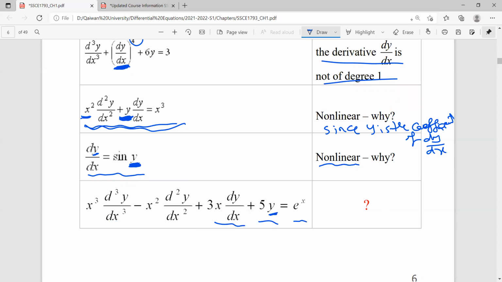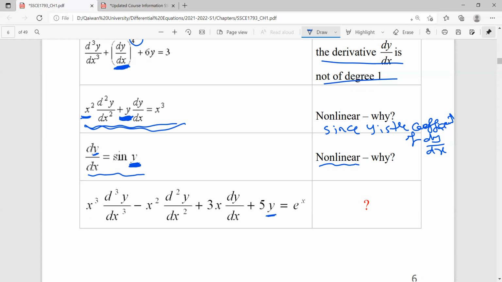How about the second condition? For the second condition, the coefficients of derivatives must be functions of the independent variable. The independent variable here is x. That means if you have x as the coefficient, it's okay. This one is okay, this one is okay, and here it's exponential of x, it's okay. But if you have exponential of y, we say that's not linear. And here, we say this differential equation is linear. Why? Because it satisfies both conditions.